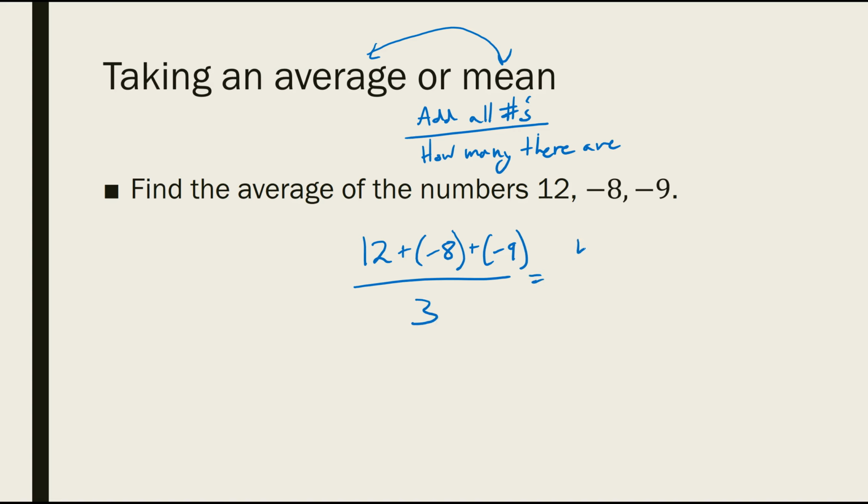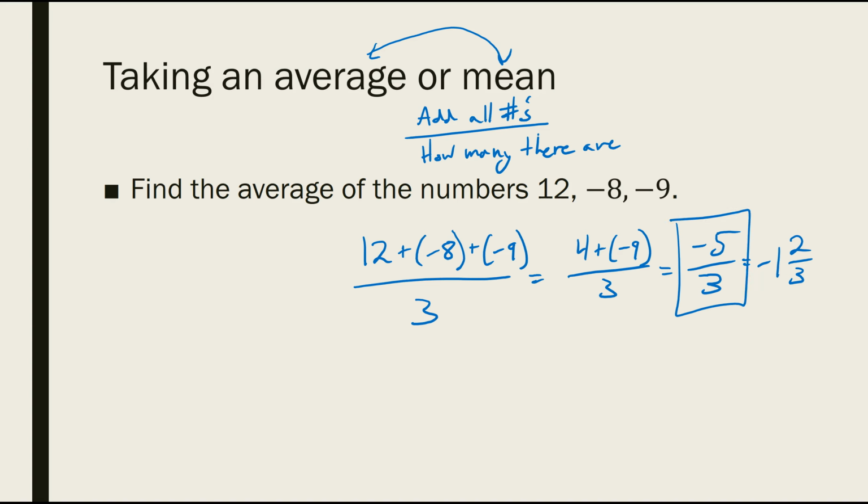12 plus -8 is 4. And then 4 plus -9 is -5. So the average is -5/3, which simplifies, if you want, to negative 1 2/3. Don't forget though, in this class, we really like improper fractions. So there's your average.